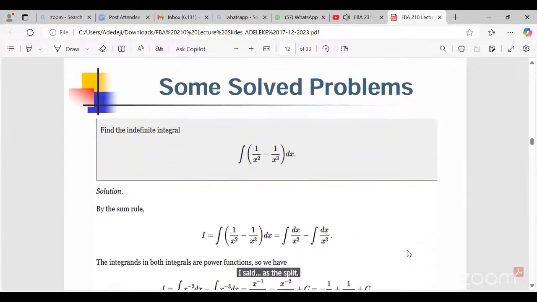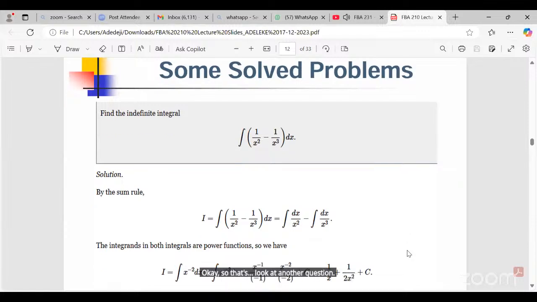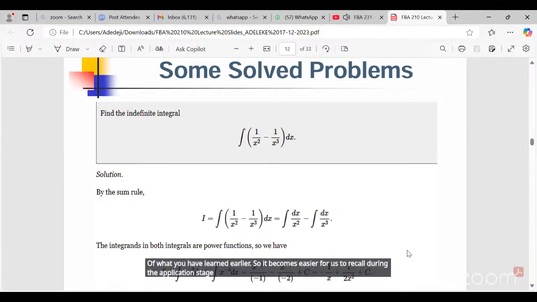Okay, so let's look at another question. Remember, we have not started application. This is just a review of what you have learned earlier, so it becomes easier for us to recall during the application stage rather than struggling to start learning how to do the integration.